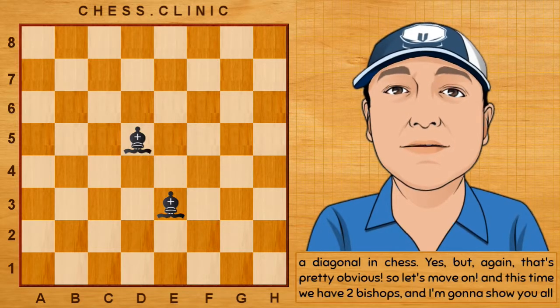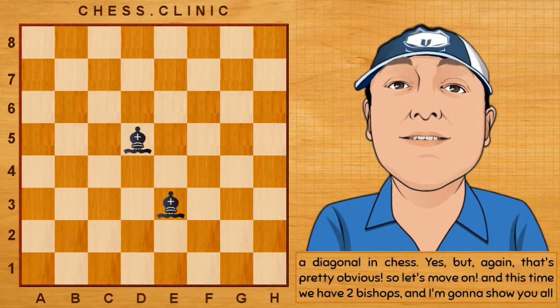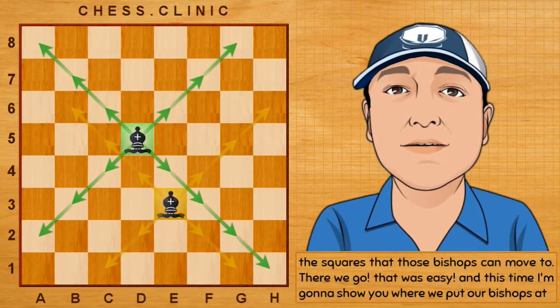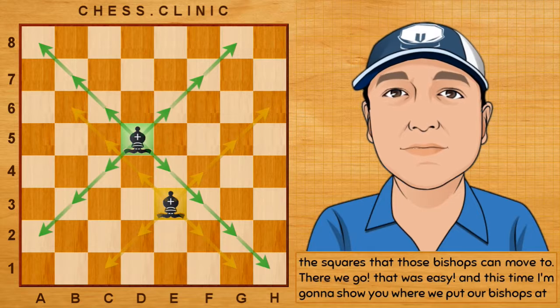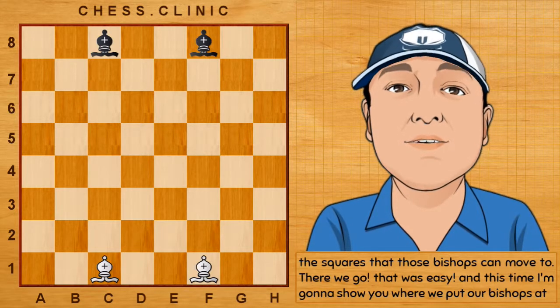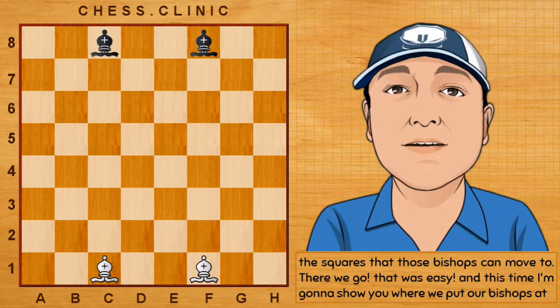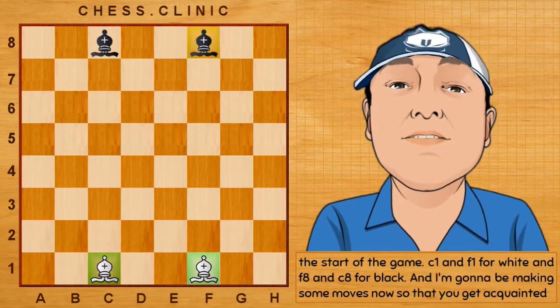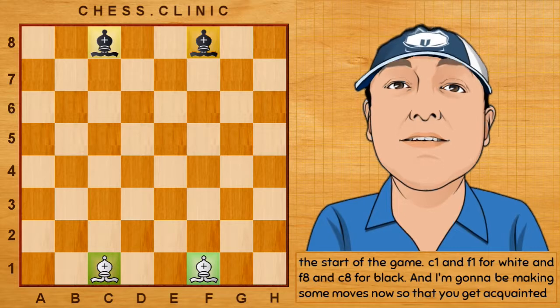And this time we have 2 bishops, and I'm going to show you all the squares that those bishops can move to. There we go. That was easy. And this time I'm going to show you where we put our bishops at the start of the game. C1 and F1 for white, and F8 and C8 for black.